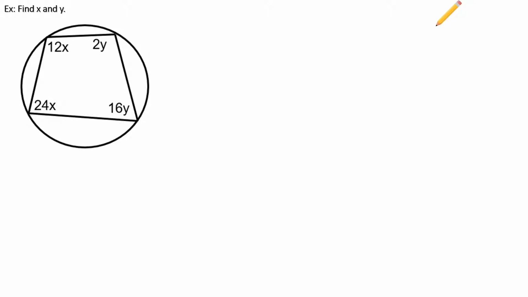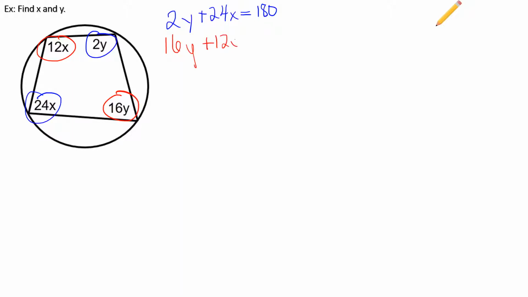Okay, so let's use that theorem to set up this equation to find x and y. So we have 2y plus 24x is equal to 180. And then we have 16y plus 12x is equal to 180.